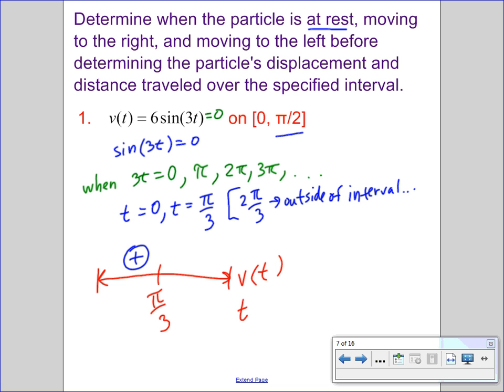My interval stops at pi over 2. However, is pi over 2 a critical value? No, and so what I'm going to do is use pi over 2 to get the sign on this interval, because I know that I won't have a chance of changing sign until I get to the next critical value, 2 pi over 3. So I'm going to use pi over 2 because that's easy to evaluate. 3 pi over 2 then produces a sine value of -1, times the 6 is negative. So it looks like my particle is moving to the right on the first time interval.